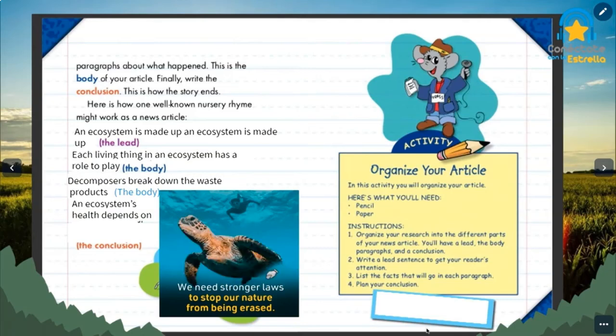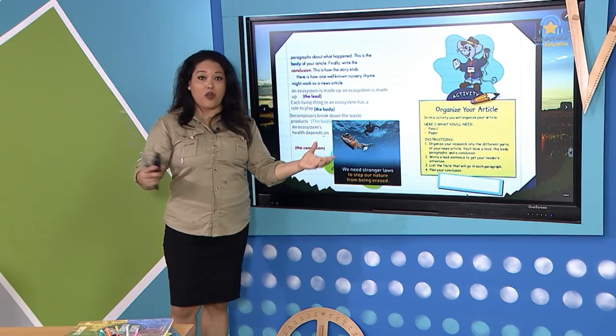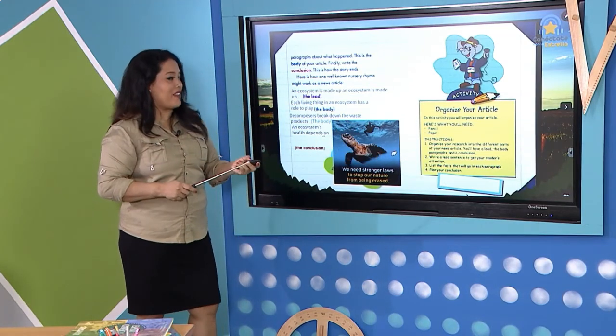You have to first start by writing the introduction of the topic. For example, an ecosystem is made of, and you can continue as an introduction, and remember the body of your article and also the conclusion. As an example, an ecosystem health depends on. So you can organize your ideas and follow the structures to have a wonderful article and upload it into your blog.